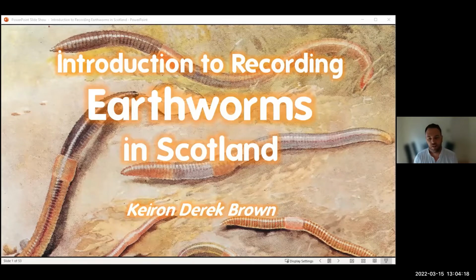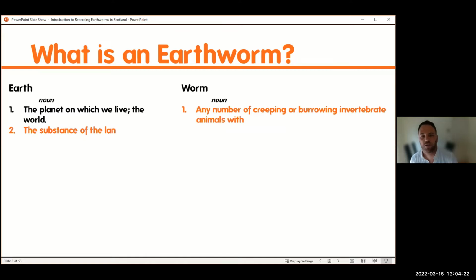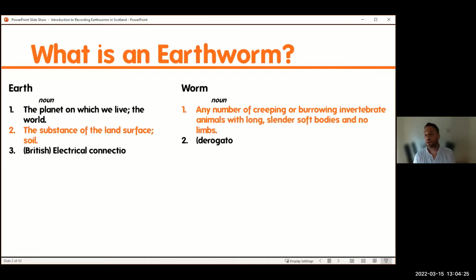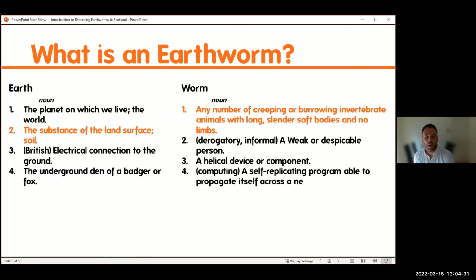So I thought I'd start with the very basics. What is an earthworm? And I like to look at the word. So if we break it up into the two separate words that make up the word earthworm, the word earth can refer to a number of things, but in this case, we're talking about the substance of the land surface, so the soil. And worm can be used to describe a weak or despicable person, but in this case, what we're talking about is any number of creeping or burrowing invertebrate animal with long, slender, soft bodies and no limbs.